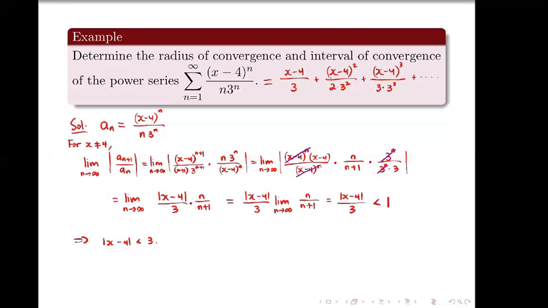So in here, let's just write that. The ROC is equal to 3. The radius of convergence is equal to 3. Okay?